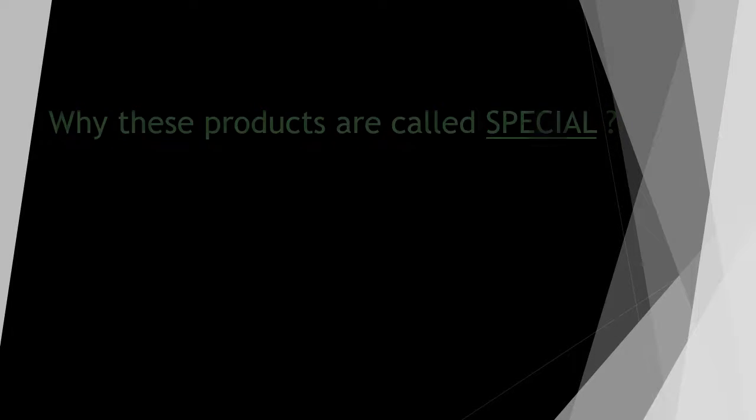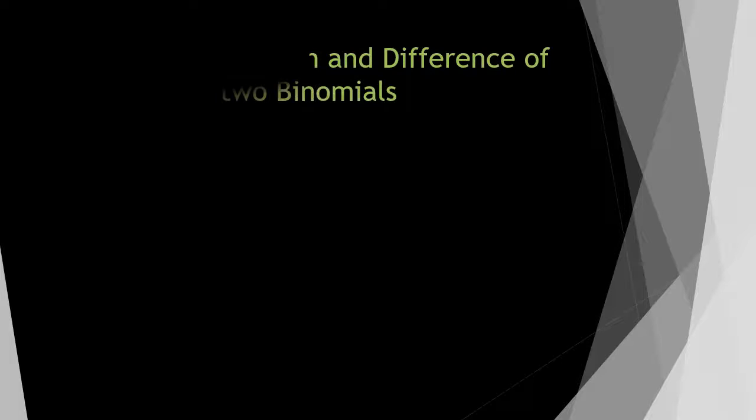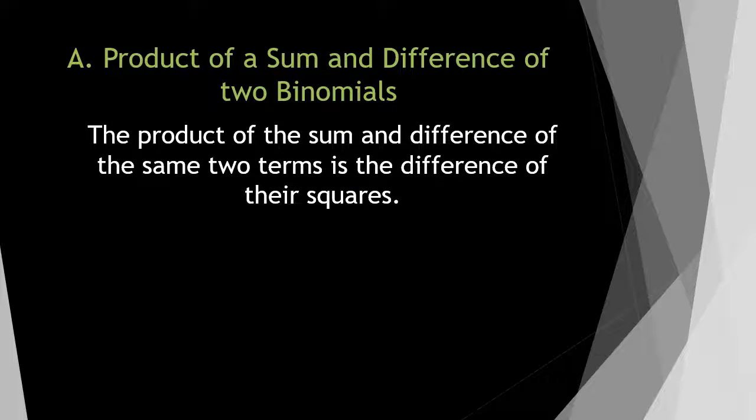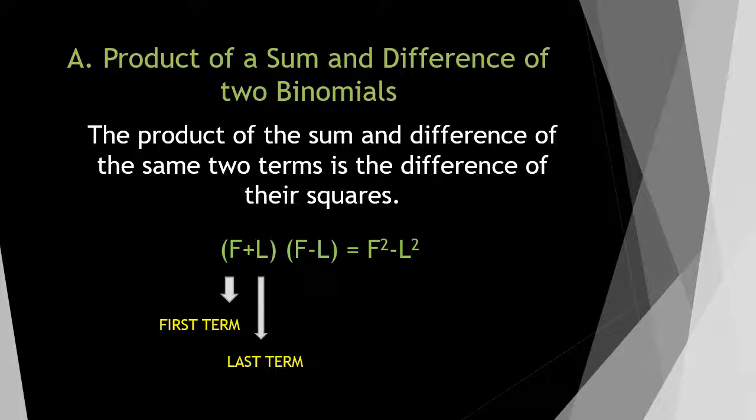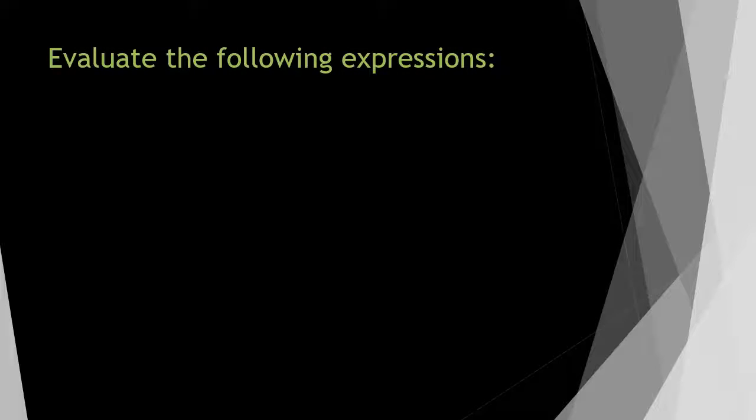Let's start with the first special product, the product of a sum and difference of two binomials. With a definition of the product of the sum and difference of the same two terms is the difference of their squares, as represented below is its formula, where F stands for the first term and L stands for the last term. Let's try to evaluate the following expressions.